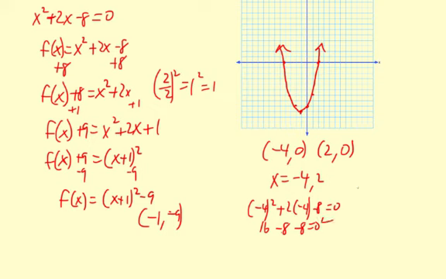How about the 2? 2 squared plus 2 times 2 minus 8 should equal 0. 2 squared is 4, plus 2 times 2, which is 4, minus 8 equals 0. 4 plus 4 is 8, then 8 minus 8 is 0, so you get 0 equals 0 here. That works. So the solutions are x equals -4 and positive 2.